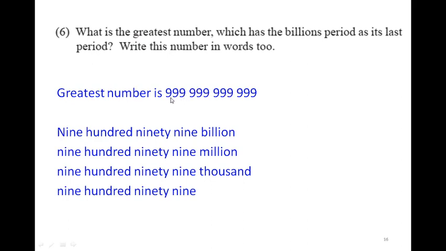So how do we read it? We have 999 billion, 999 million, 999,999. So this is how we read the number.